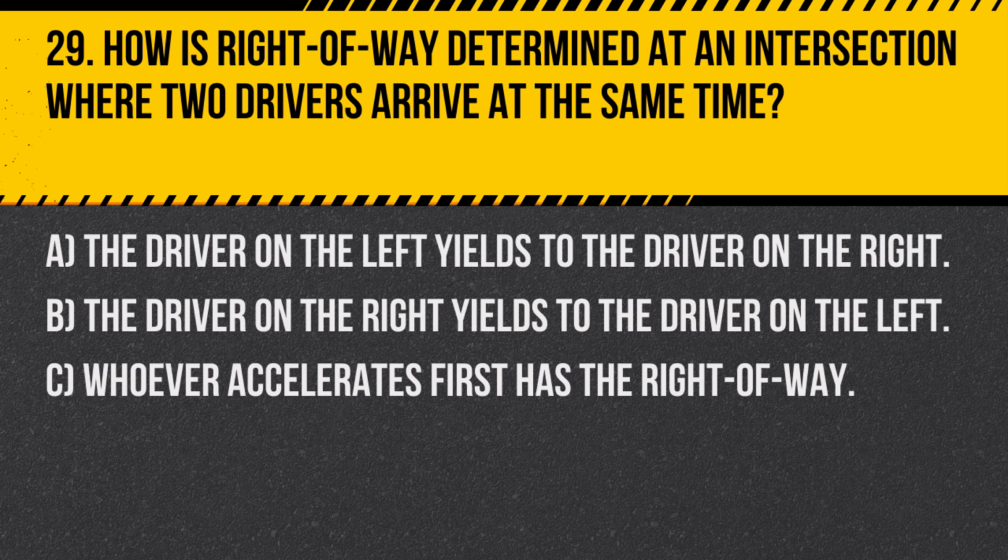Question 29. How is right-of-way determined at an intersection where two drivers arrive at the same time? A. The driver on the left yields to the driver on the right. B. The driver on the right yields to the driver on the left. C. Whoever accelerates first has the right-of-way. Answer: A. The driver on the left yields to the driver on the right. This rule helps prevent confusion and collisions at intersections.